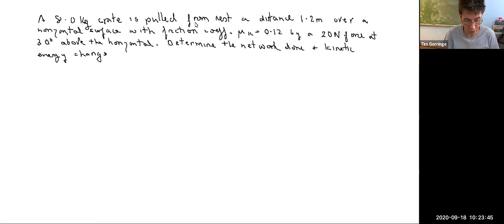Okay, so I'm going to start with a sketch of the crate and the floor. Add to it the things that I know in the problem, like the mass of the crate, the coefficient of friction, the distance moved. And then add to that diagram all the forces that are acting. And by thinking about those forces that are acting, it'll lead me on to calculating the work that's done by those forces.